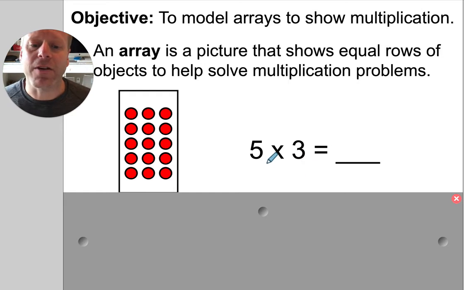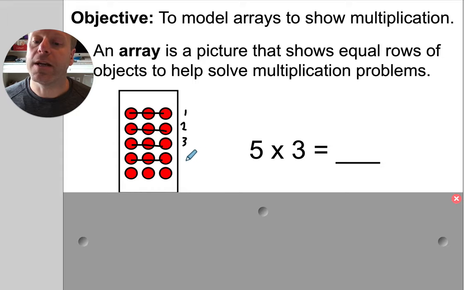So what I have here is I have 5 threes. 1, 2, 3, that's 1 three right there. 1, 2, 3, that's 2 threes. 1, 2, 3, that's 3 threes. 1, 2, 3, that's 4 threes. 1, 2, 3, that's 5 threes.